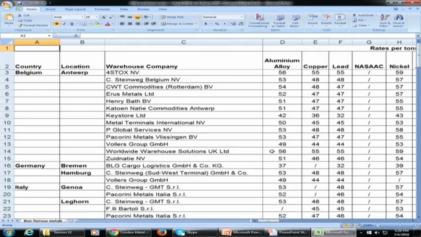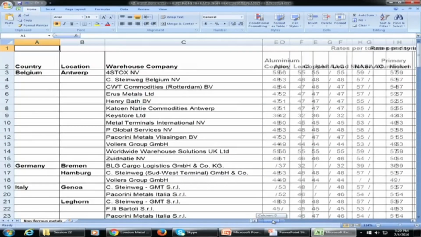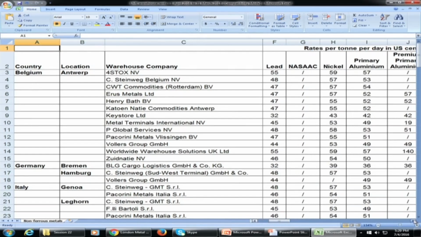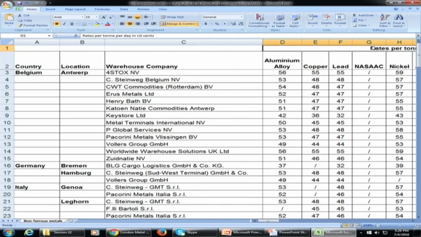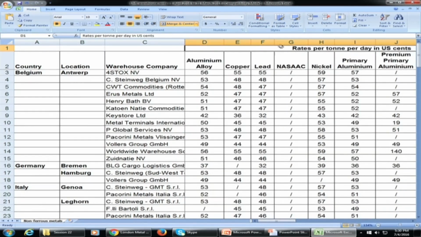Another interesting aspect is that LME also informs us of the rates. This column shows the rate per ton per day in US cents. So if a particular buyer or trader wants to store aluminum alloy for 1 day, for 1 ton this particular company has to pay 56 cents as warehouse charges.